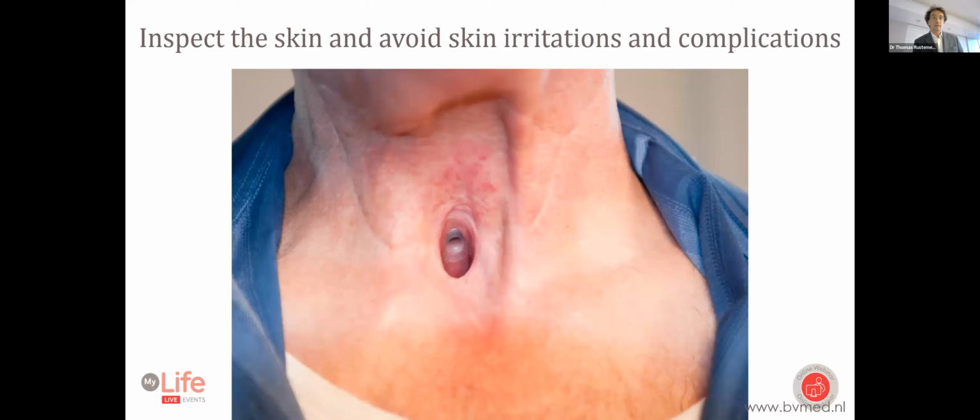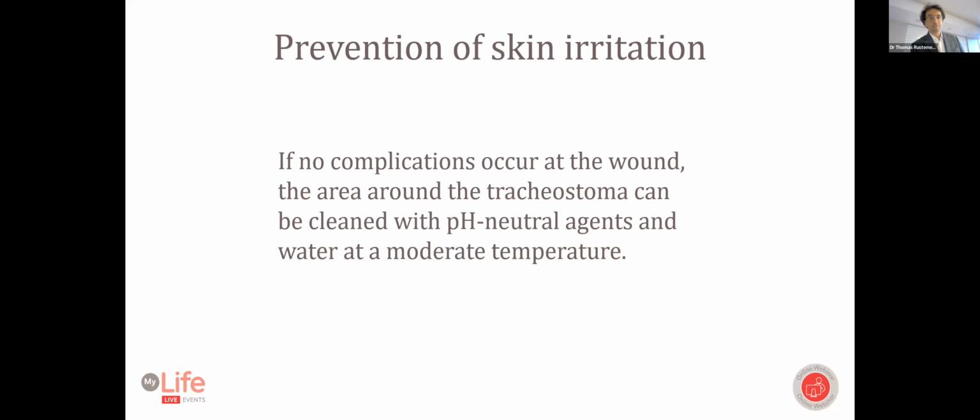In this man, we see in the upper part a slight irritation, redness of the skin. This is a sign that the skin here is already damaged, and more care should be taken for prevention of more serious effects.